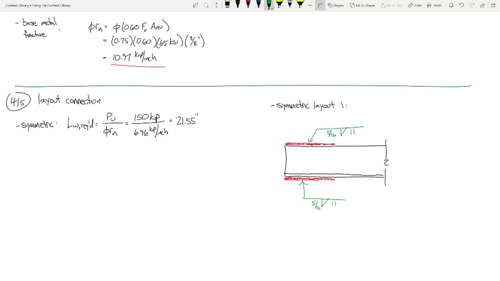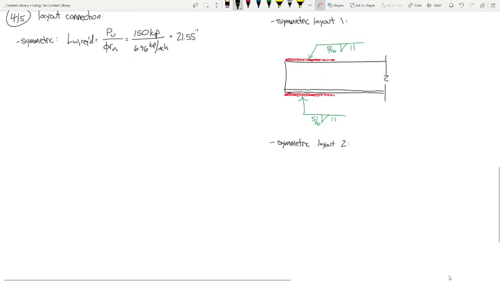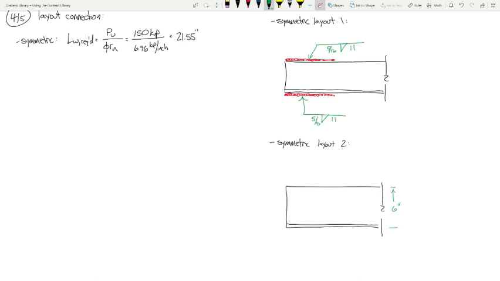Okay? Another layout could be, so here's symmetric layout number 1. Let's do symmetric layout number 2. Now, if you remember, this dimension is 6 inches, right? Because the angle is a 6 by 4 by 3/8. So this dimension is 6 inches. So what I could do is place a bead of weld right here, just across the entire back of the angle, or the entire front of the angle.